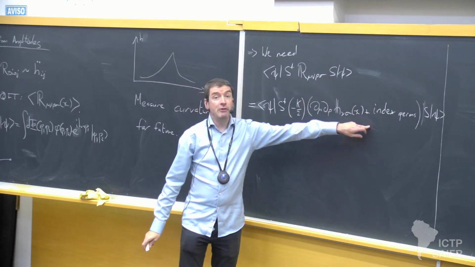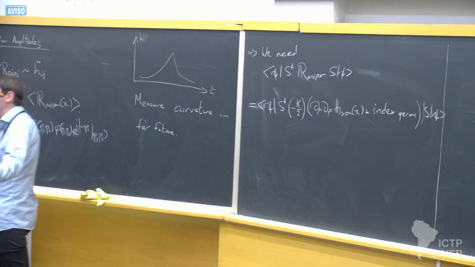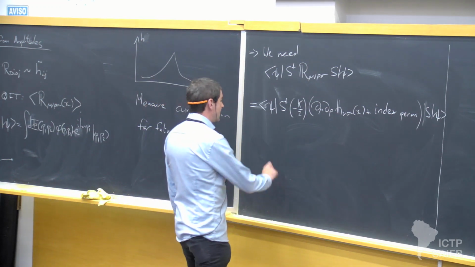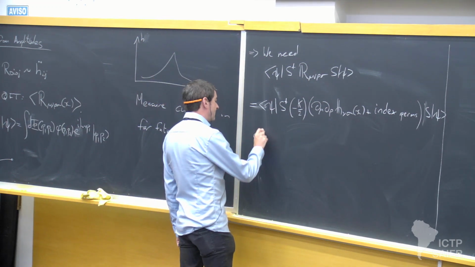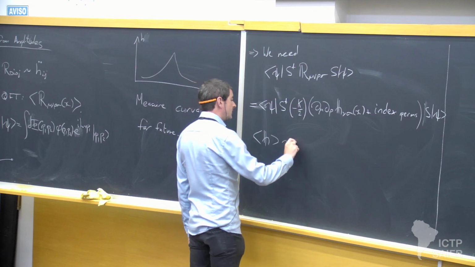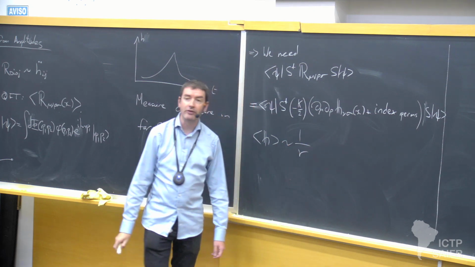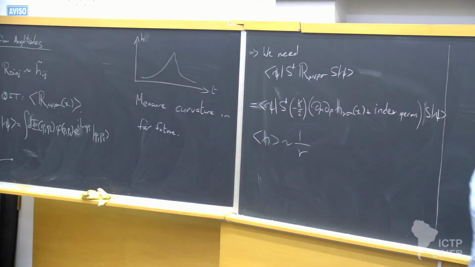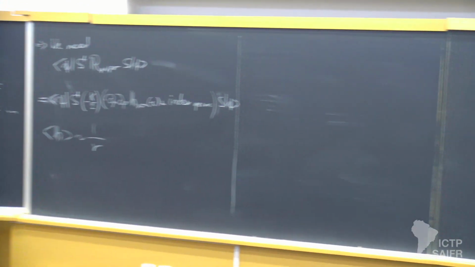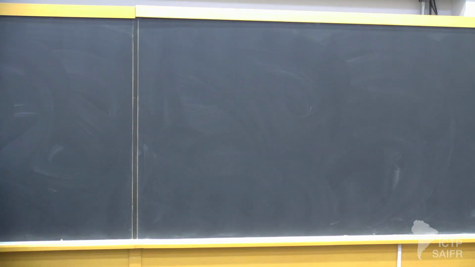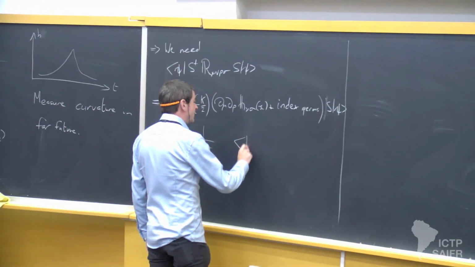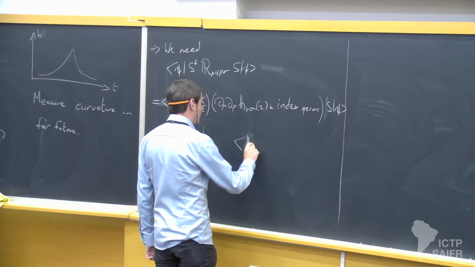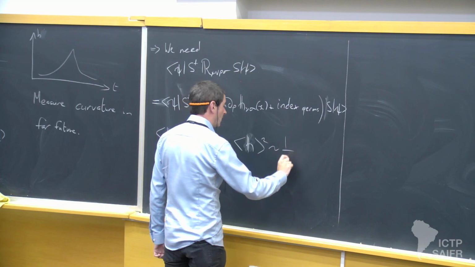Now, in writing this, I'm throwing away terms that have h squared, h cubed, h to the fourth, right? And the reason for that is, well, this expectation value of h has a fall off of 1 over distance, right? It's easy to show this. I'm not going to do it. It's not so hard to do. There's a stationary phase argument that shows that there's a 1 over r for each h. So expectation values of h squared, well, let's write it like this, go like 1 over r squared.